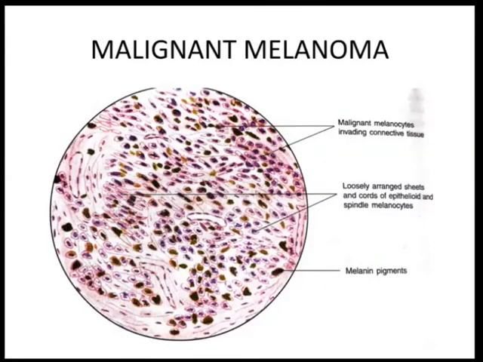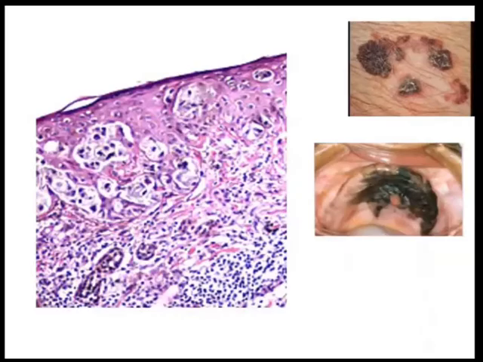Malignant melanoma. Here once again the epithelial cells are invading into the connective tissue. I am showing only the connective tissue part over here. You can see malignant melanocytes which are invading into the connective tissue. They can be seen as loosely arranged sheets and also as cords of epithelioid and spindle type of melanocytes. You can appreciate melanin pigments which are brown in color.